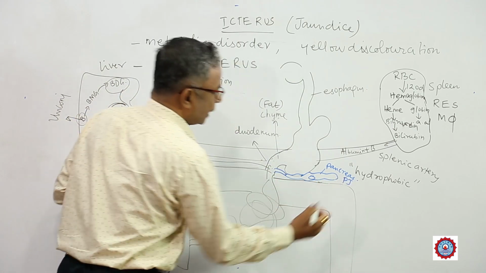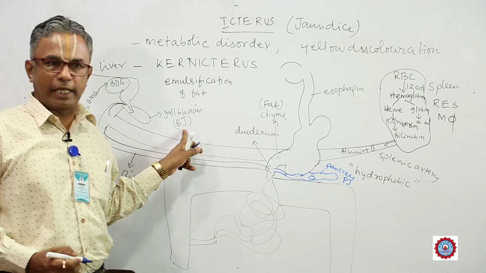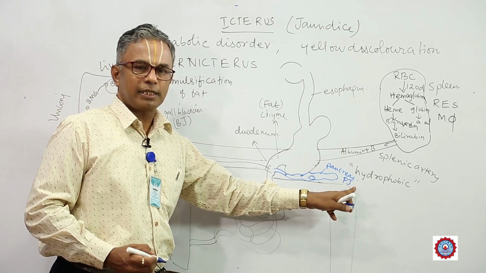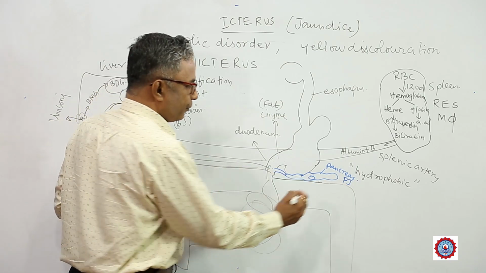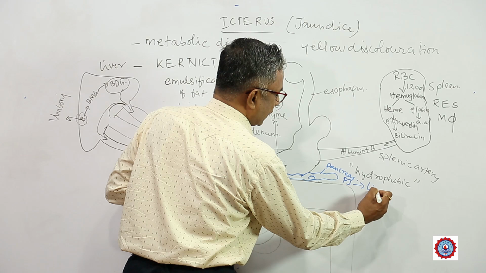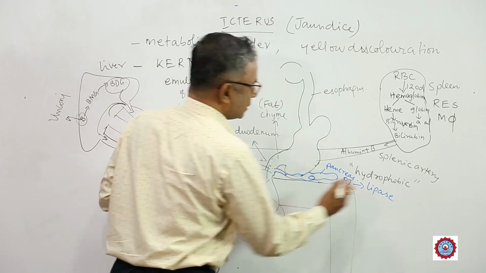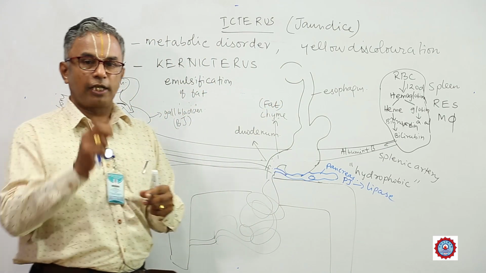Pancreatic juice, I write PJ. Here it is BJ, that is bile juice. Here it is PJ, that is pancreatic juice. Now, it is secreted into the duodenum. This pancreatic juice contains an enzyme called lipase. Lipase means it will act on lipids.